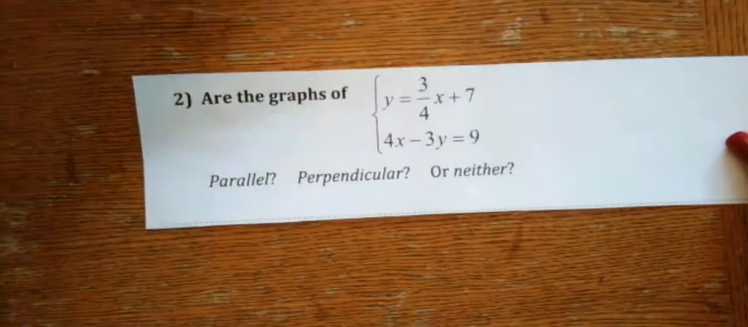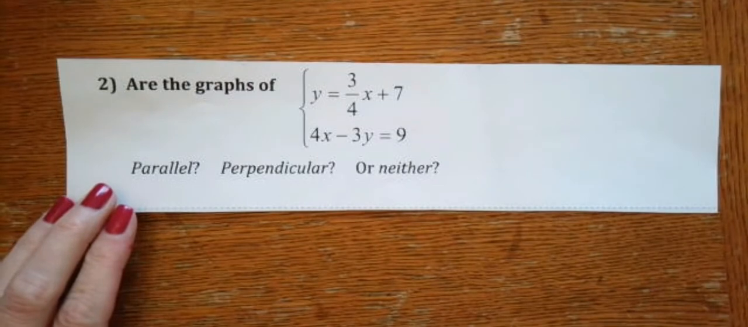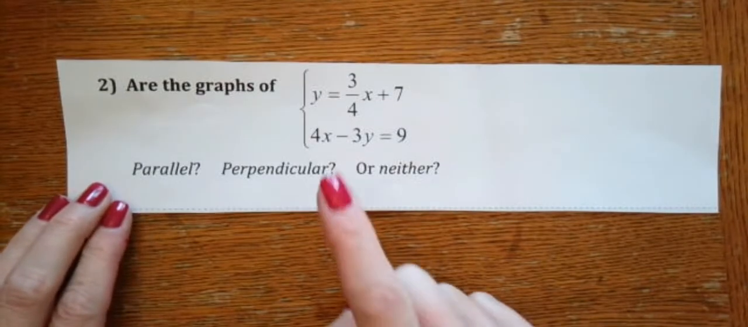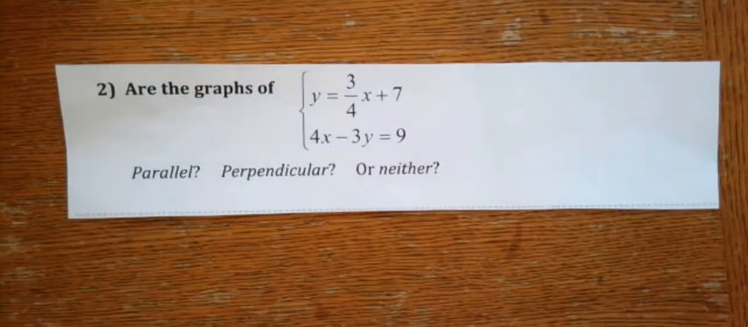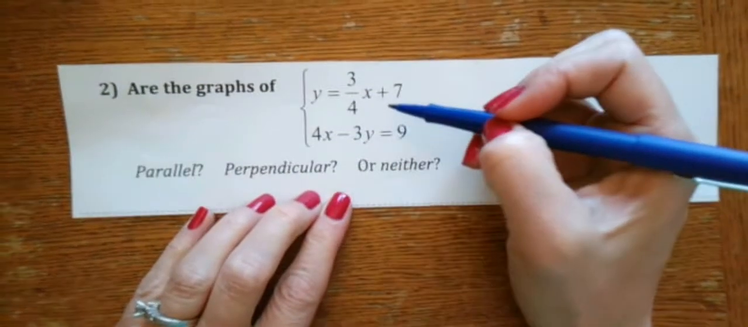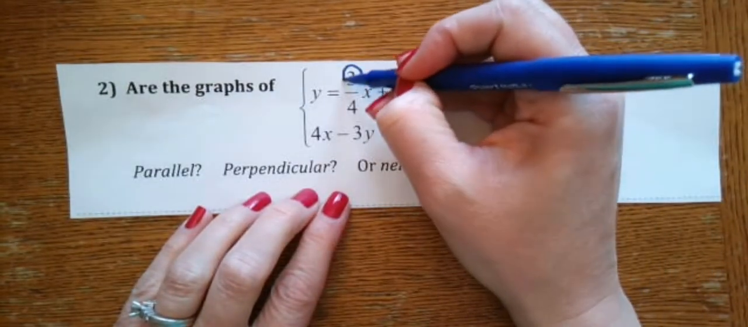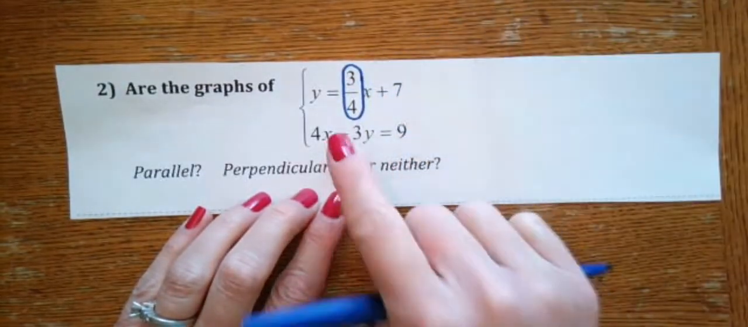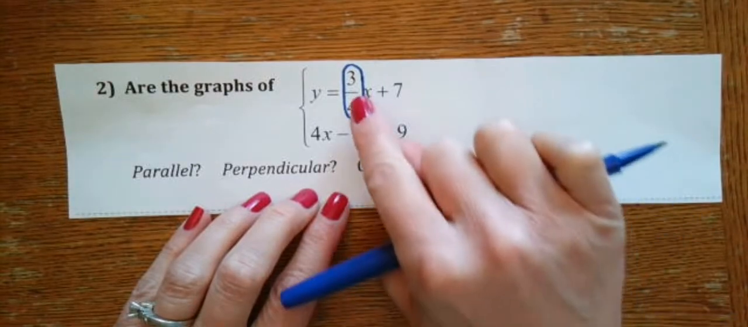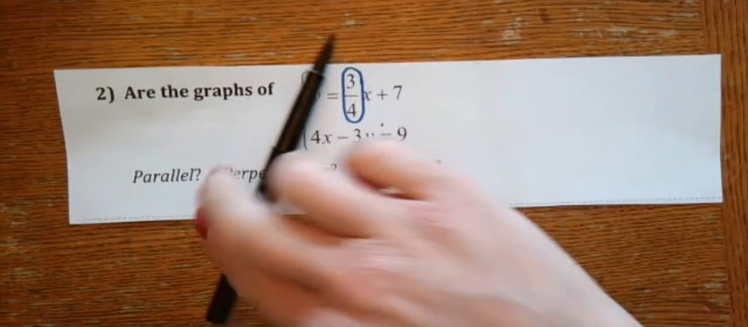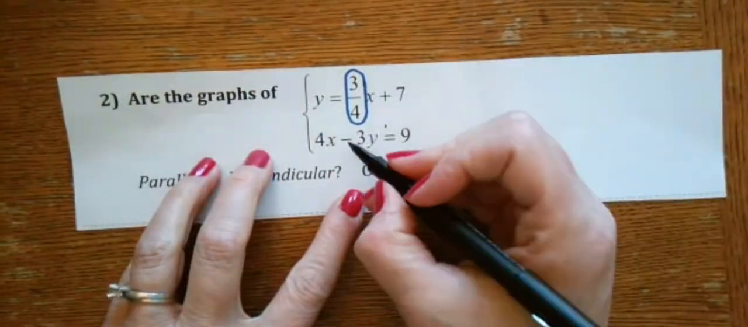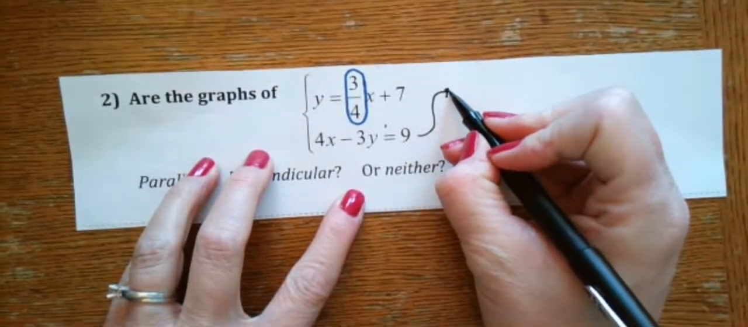All right, let's take a look at number 2. Are the graphs of these two lines parallel, perpendicular, or neither? All right, again, we have to check the slope. With the first line, we can tell that the slope is 3/4 because it's written in y equals mx plus b. So we know the slope is 3/4. But the second line, that's in standard form. So we're going to have to convert it.